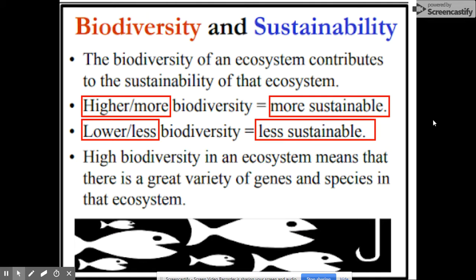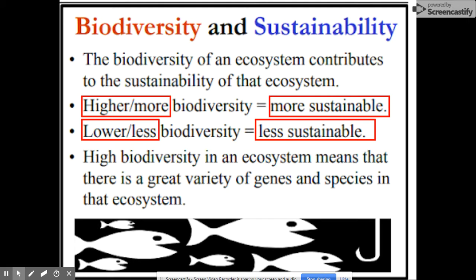Biodiversity and sustainability. The biodiversity of an ecosystem contributes to the sustainability of that ecosystem. Higher or more biodiversity equals more sustainable. The more different types of organisms you have, the more likely your environment is to be able to be sustained. Lower or less biodiversity means less stable. If you have an ecosystem where you just have one type of plant and 5 types of animals, that's not going to be as sustainable as something that has maybe 5 different types of plants and 15 different types of animals.